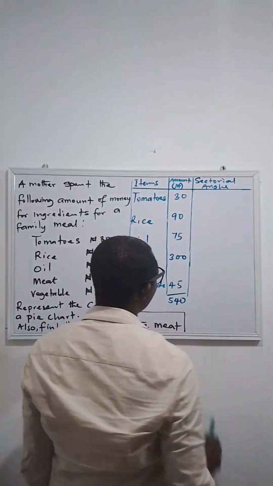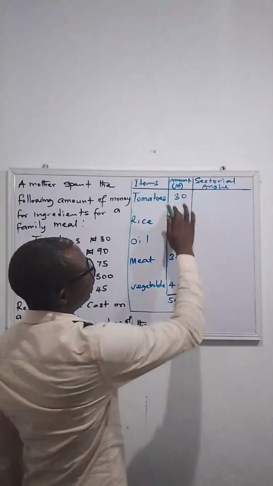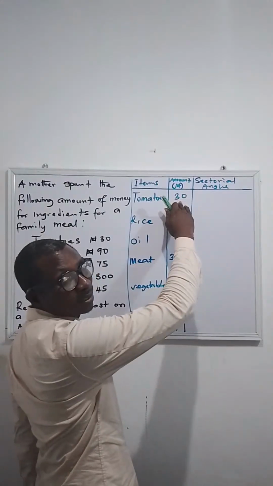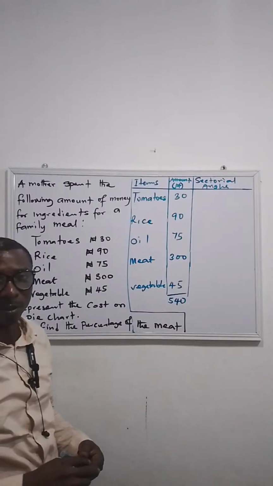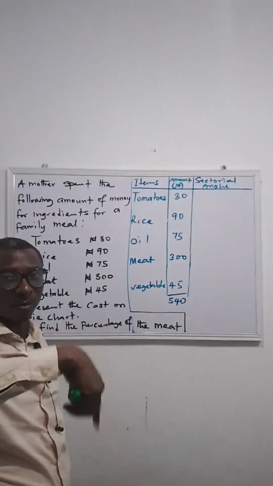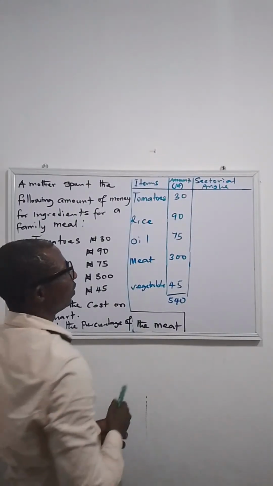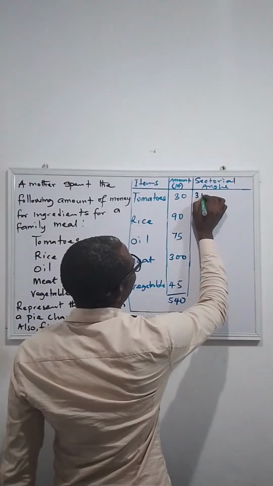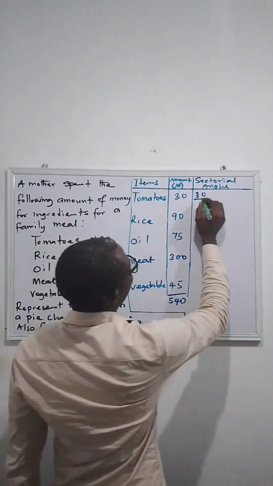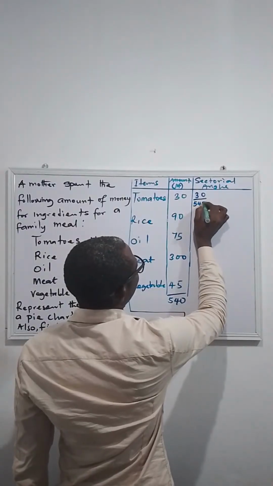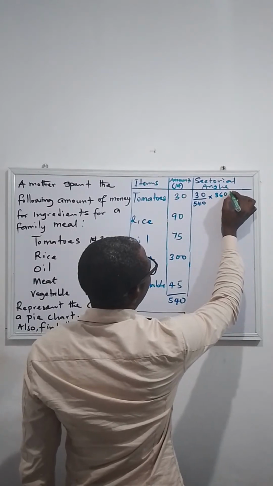All right, since we know the total amount to be 540, now we get the fraction of 30 out of this. I will multiply it by 360 degrees, because a complete circle has an angle of 360 degrees. So we have 30 over what we have here. Okay, so 30 over 540 times 360 degrees.